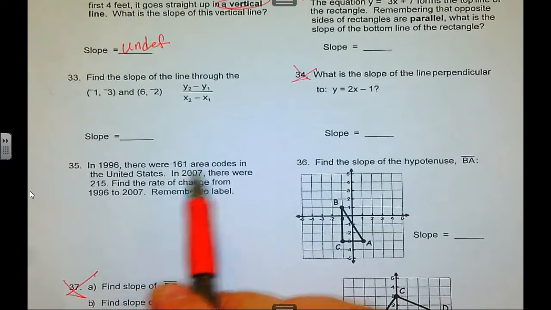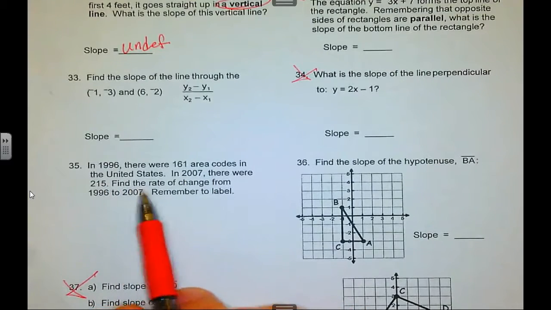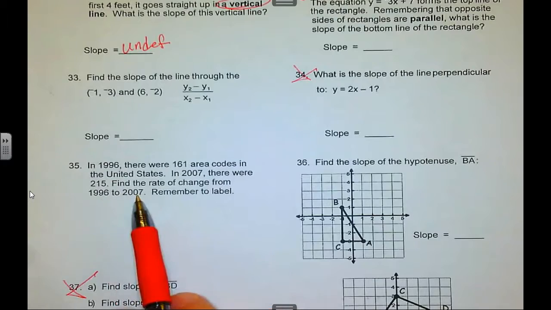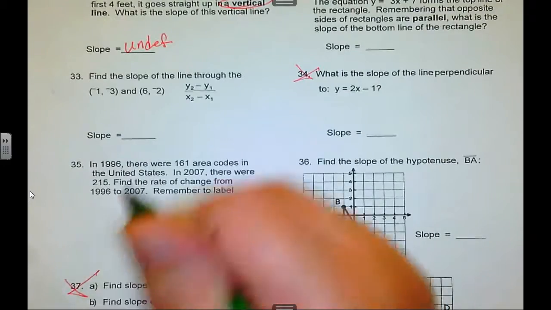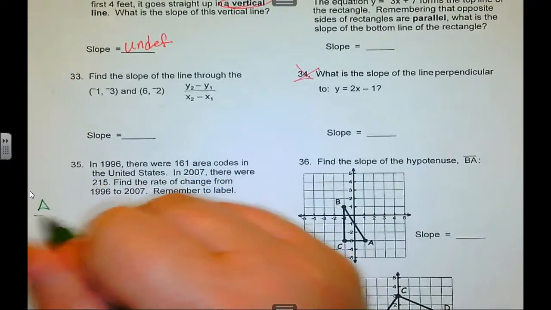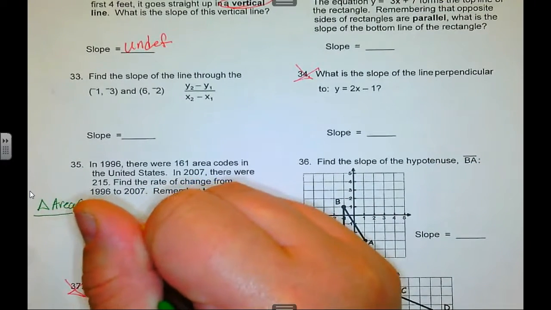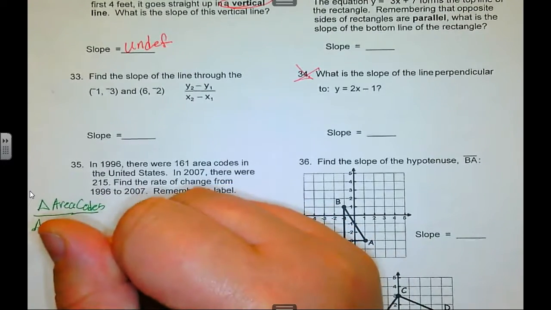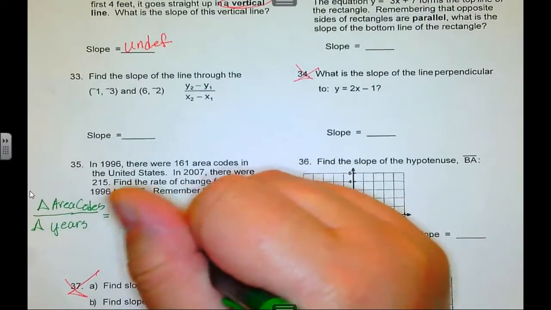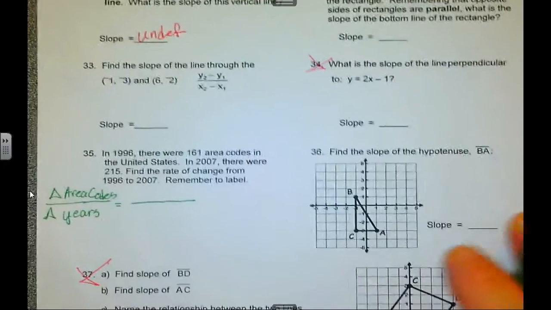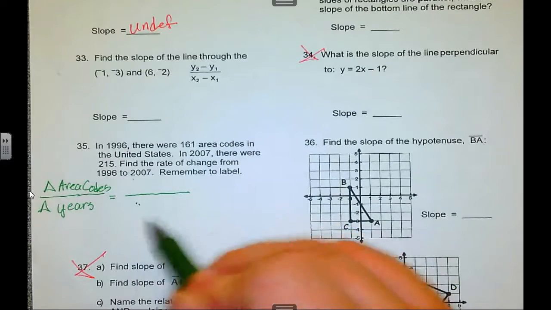In 1996, there were 161 area codes in the U.S. In 2007, there were 215. Find the rate of change from 96 to 07. Remember to label. Okay, so 1996. So it's going to be the change of area codes over the change of years, right? I don't care which one you put in first, but whatever you put in first on the bottom or top, make sure you do them in both places.